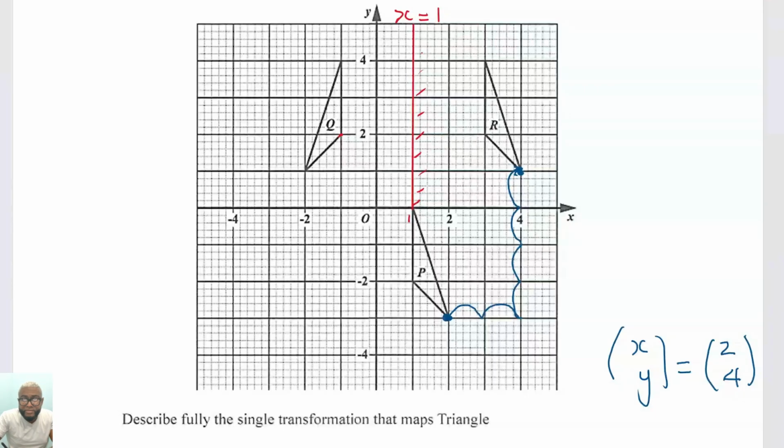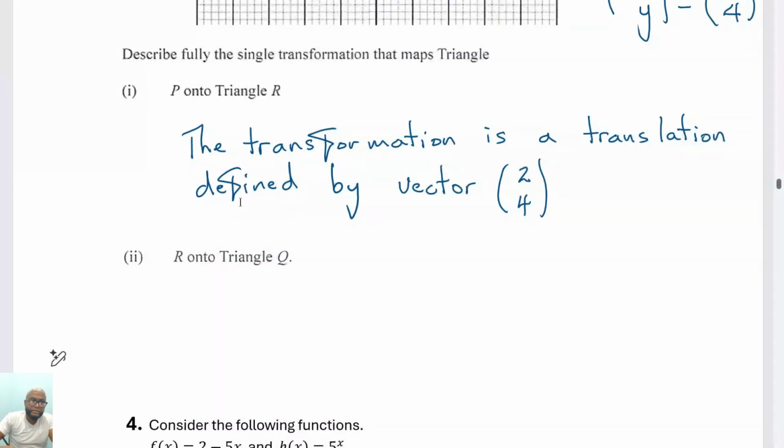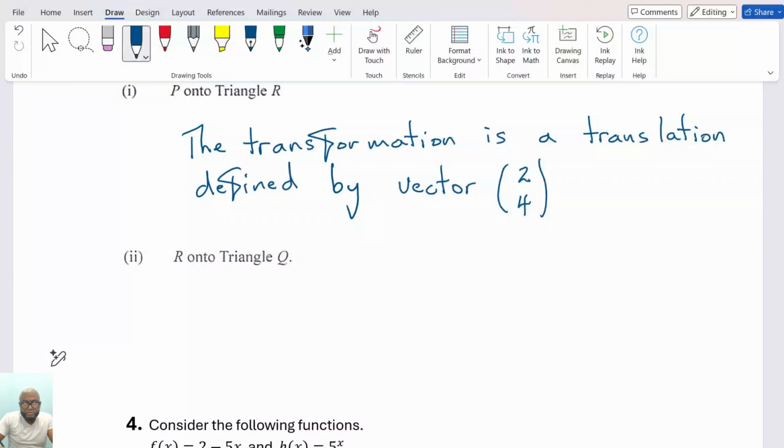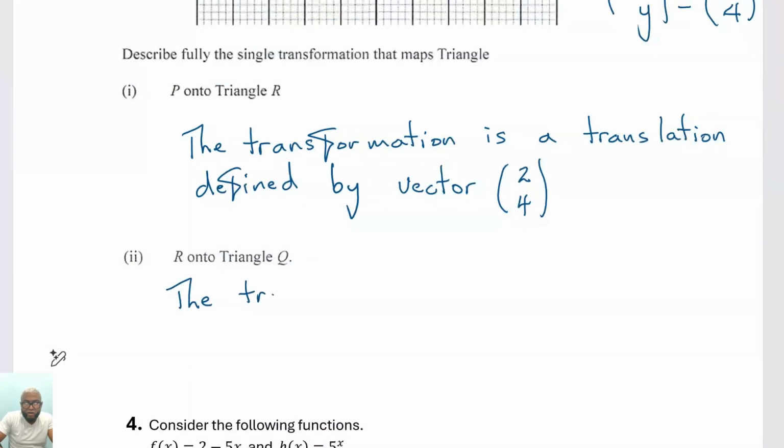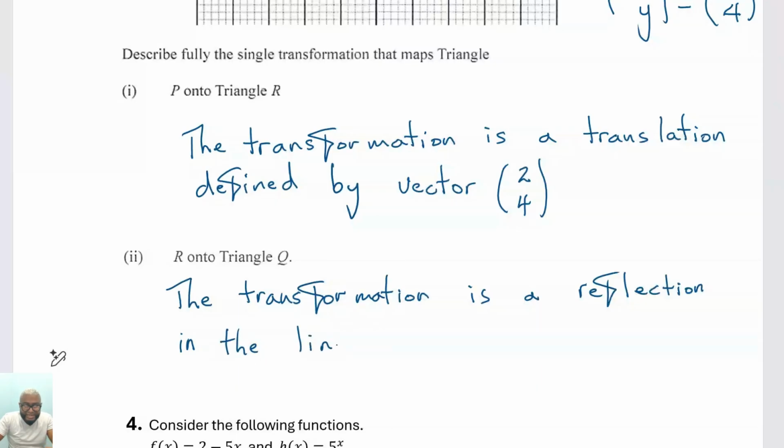So let's write it up now. So the transformation is a reflection. Now, anytime it's a reflection, it will be in the line. In the line, x is equal to 1. That's the equation of the line that would form our mirror line. So we completed the 3 questions.